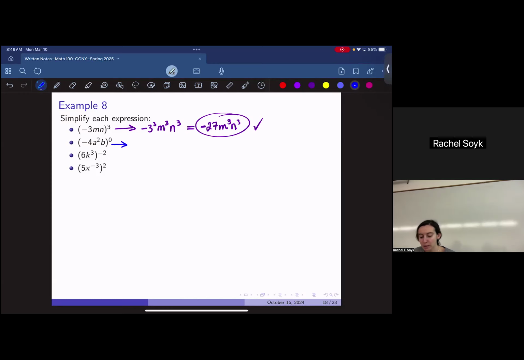Anything to the 0 power is 1. Saves you some time.